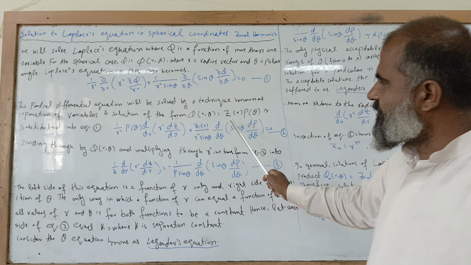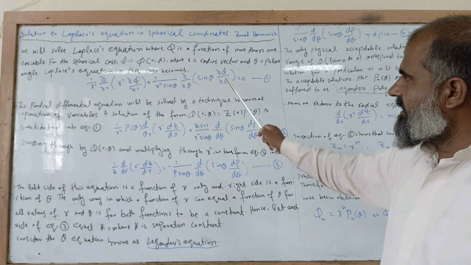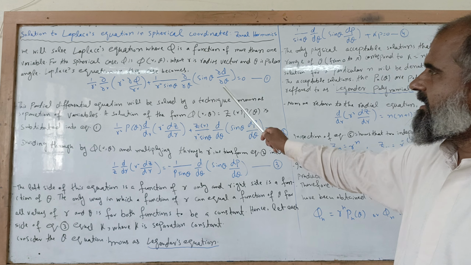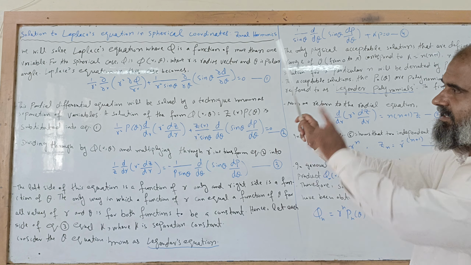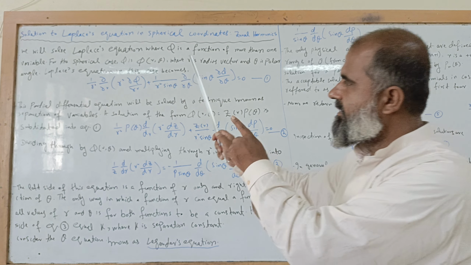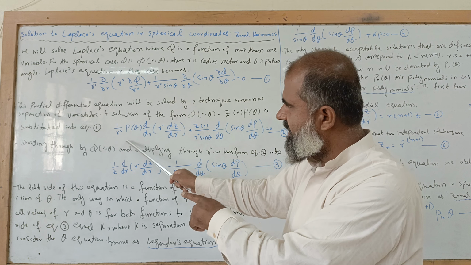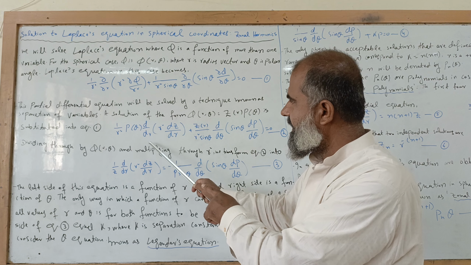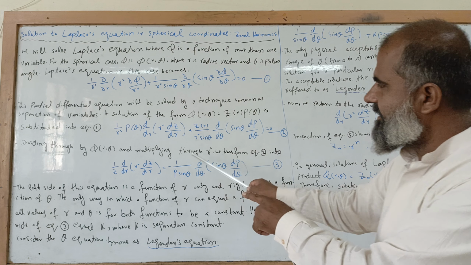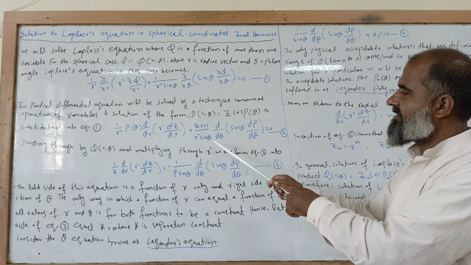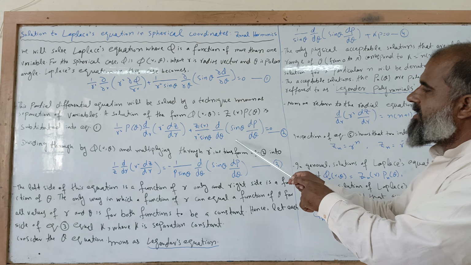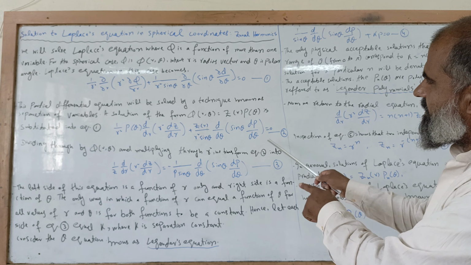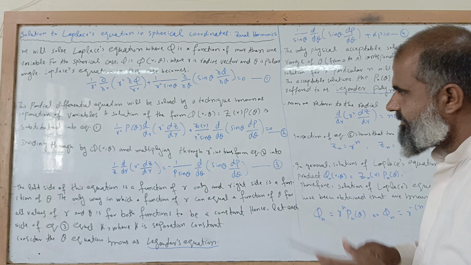Then after substituting this equation in equation number 1, a simple modification will occur, and the equation will become 1 over r square P of theta d by dr r square dZ by dr plus Z of r over r square sine of theta into d by d theta sine of theta dP by d theta is equal to 0.